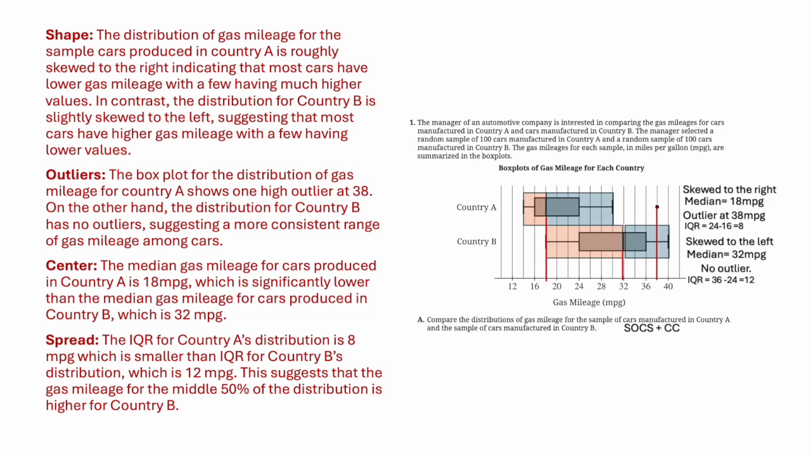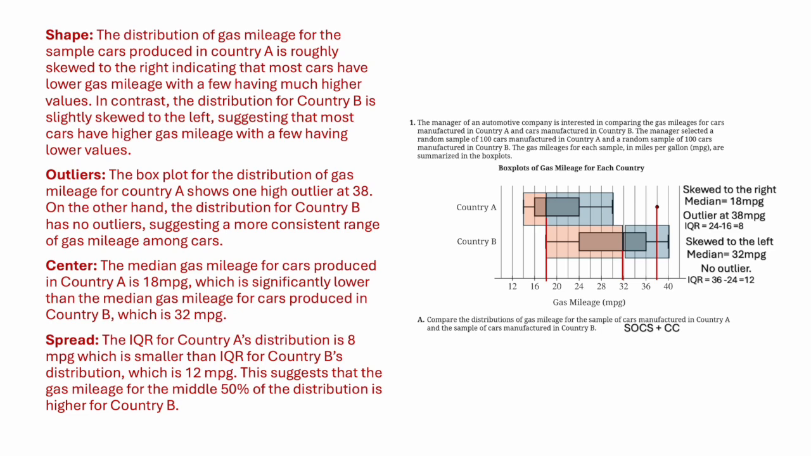In contrast, which is a comparative term, the distribution of country B is slightly skewed to the left, suggesting that most cars have higher gas mileage with a few having lower values. You don't really have to write the suggesting that most cars have higher gas mileage. This is just to make inference if you have to compare the distribution and make an inference about the performance of the car. This is going to help you.